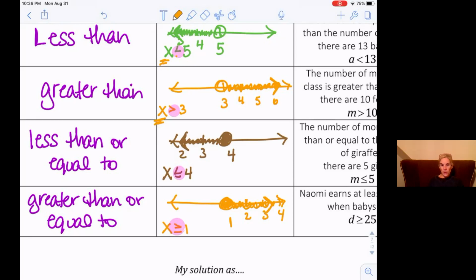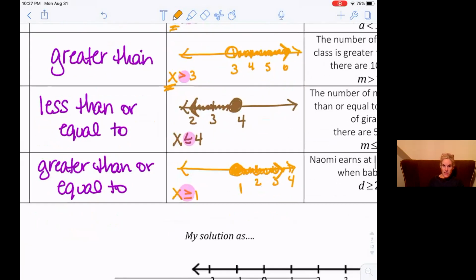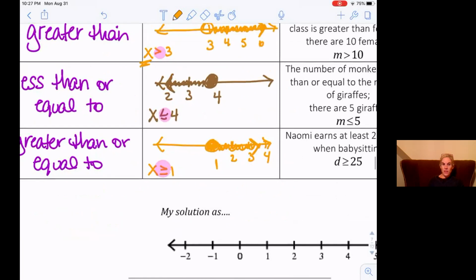And this only works when x is on the left hand side of your inequality sign and your number is on the right hand side. If it's not in that order, you would have to flip-flop it in order for it to point in the direction that you'd want to shade.